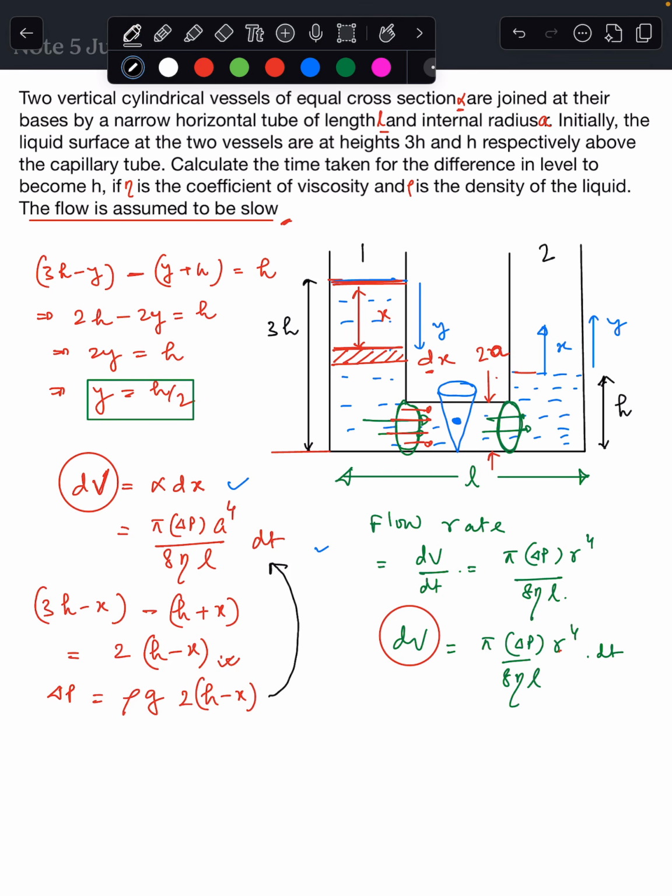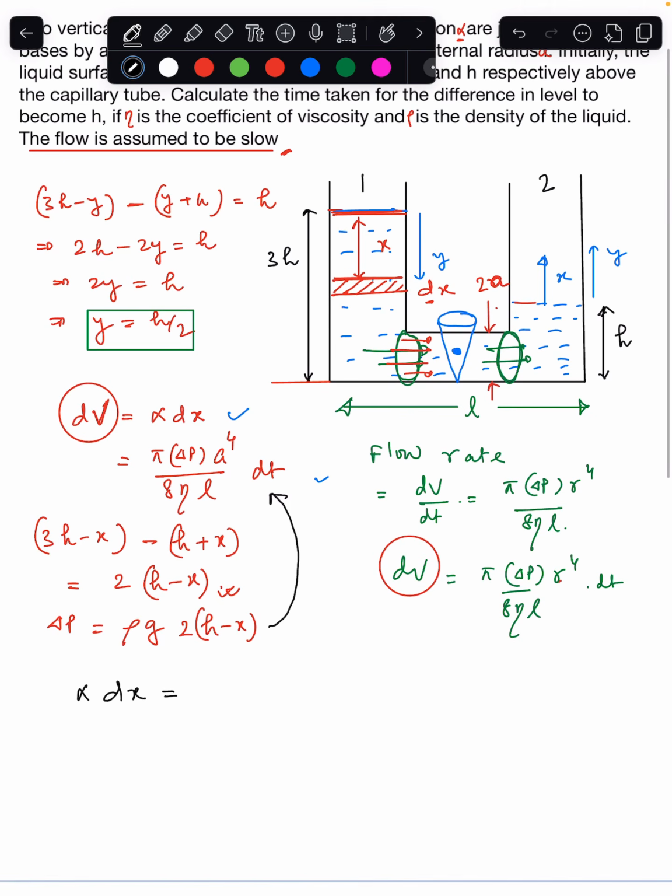So now this equation will become alpha dx is equal to, how much are you getting? Alpha dx is equal to pi delta p. Delta p is how much? Rho g 2 into h minus x into a to the power 4 divided by a.